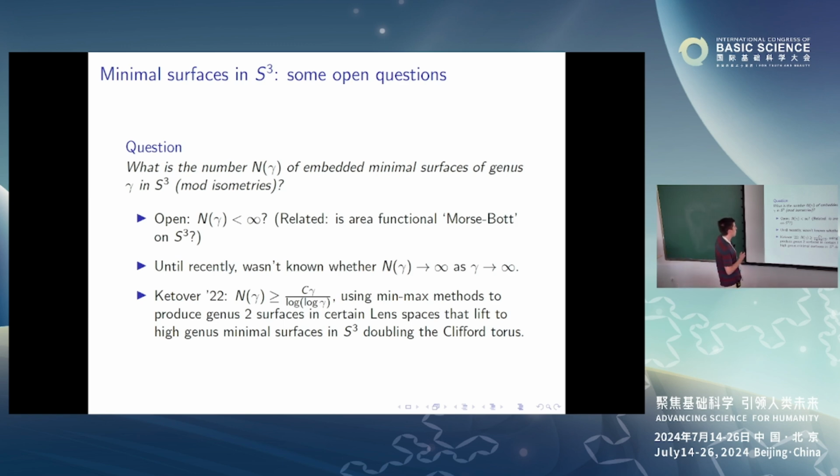And what he's doing is he's using min-max methods to produce some nice genus 2 surfaces in lens spaces, and then lifting these to produce high genus minimal surfaces in S3, which resemble doublings of the Clifford torus. So he's getting a lot of interesting new families that way, using interesting geometric topology on the lens spaces. All right.